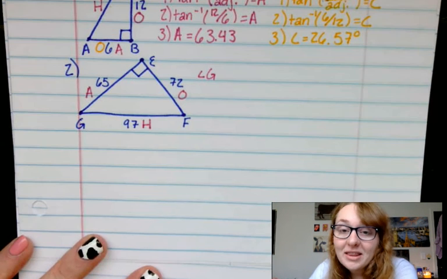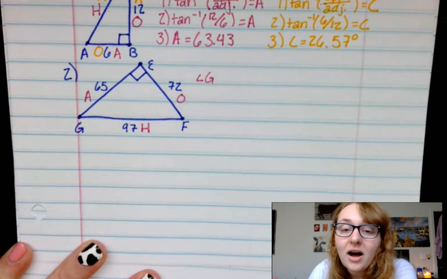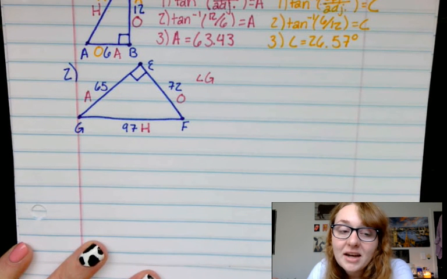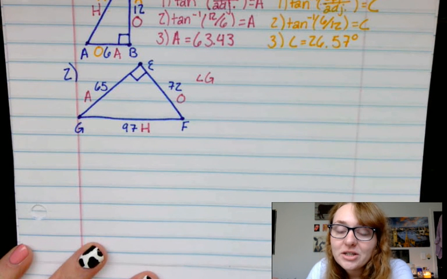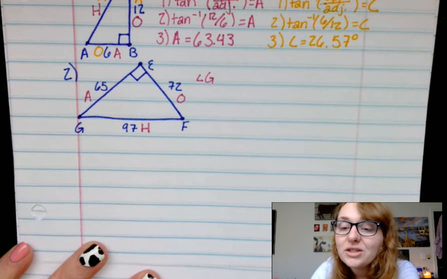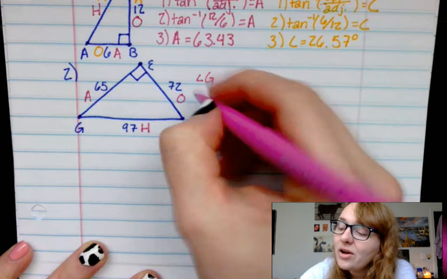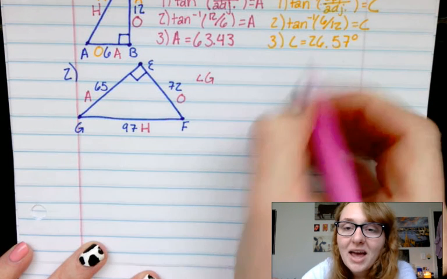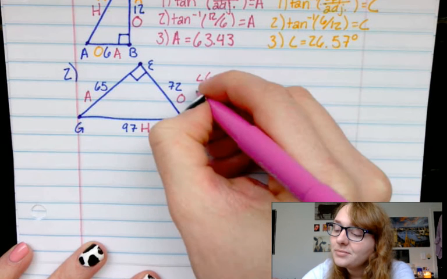Here we are very lucky to have been given our opposite, adjacent, and hypotenuse. So we could choose any trig function that we want to. We could do sine, cosine, or tangent to solve for angle G. You'll get the same answer no matter what trig function you use. I'm going to go ahead and do cosine just because we haven't done cosine yet.